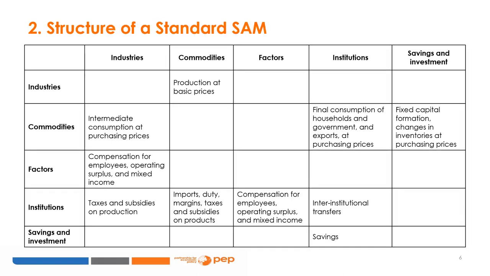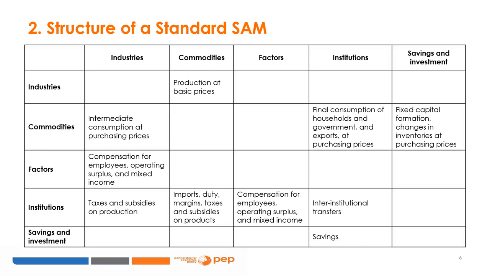A SAM is a square matrix in which each account is represented by a row and a column. Each cell reflects a payment from the column account to the row account. In other words, incomes appear along rows and expenditures along columns.